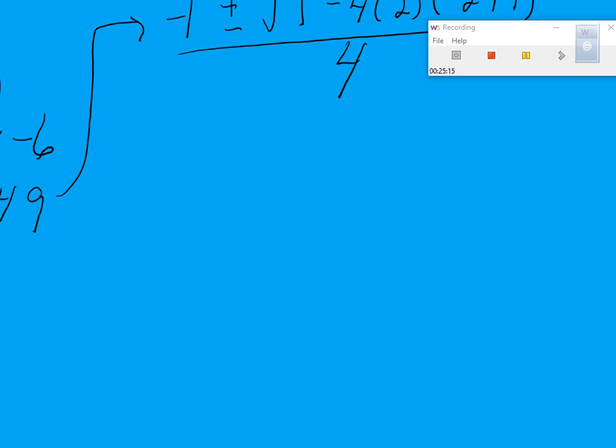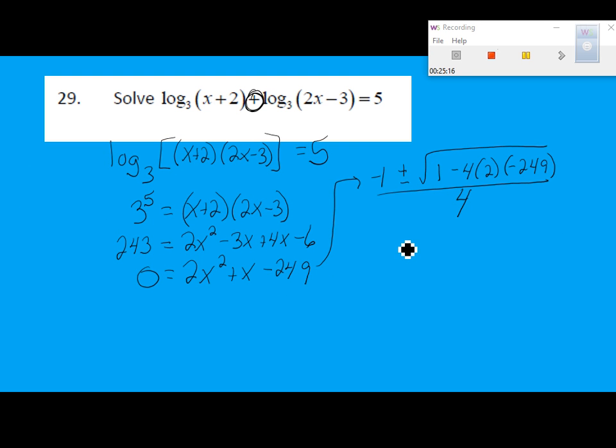And if you take a second and run that through, guys, you're going to get that x is approximately 10.91 and approximately negative 11.4. Now, we have to be careful here. I need to make sure that I can use both of these numbers, because you can't take the logarithm of a negative number. So if I plug in negative 11.4 right here, I'm going to try to take log to the base 3 of some negative number.